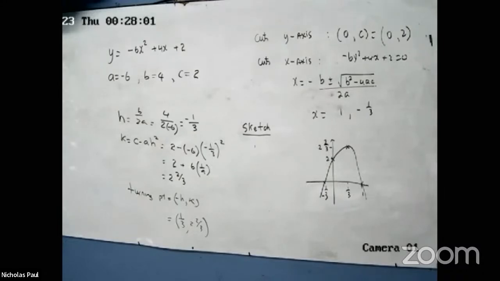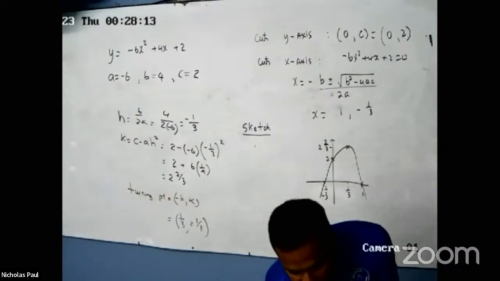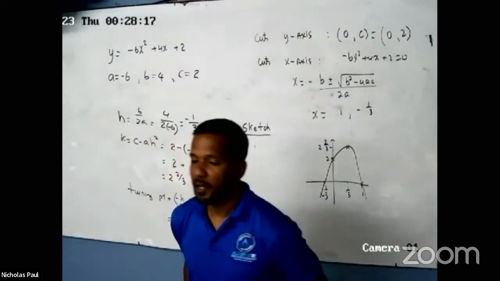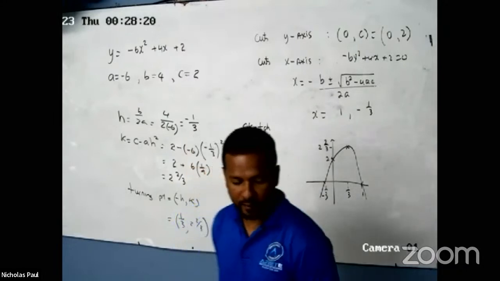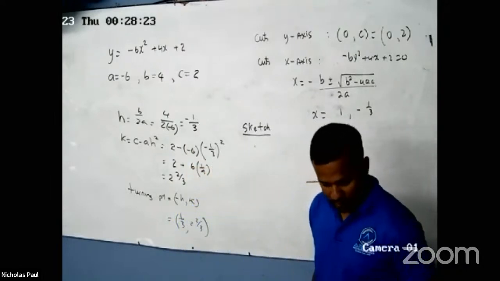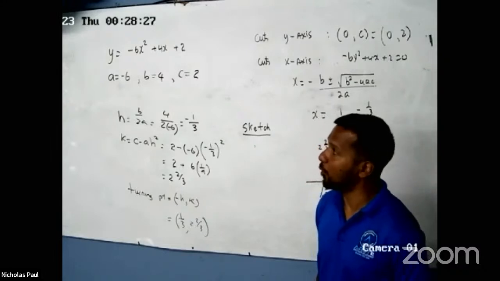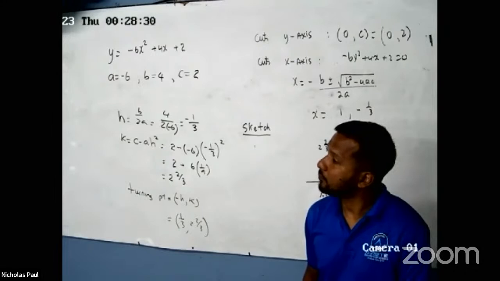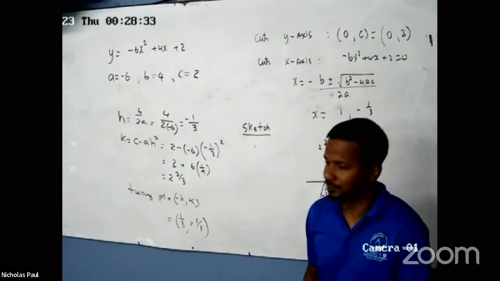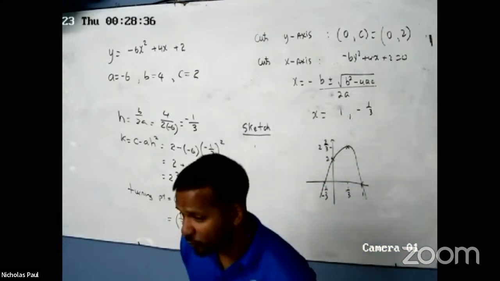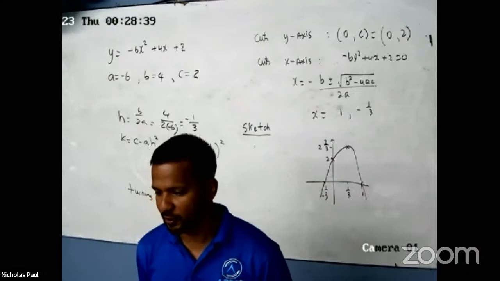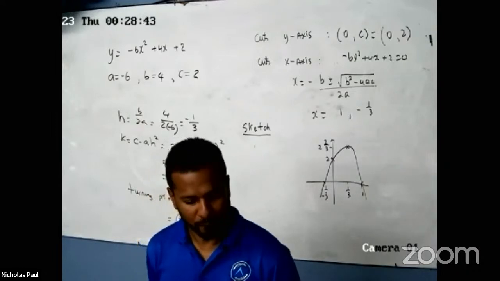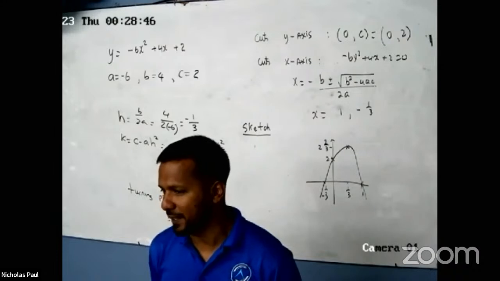Alright, so the same thing is followed. The maximum and minimum value is always K. And the X value that gives this is always minus H.